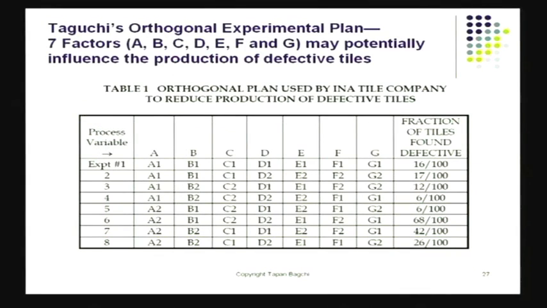I've got an example here. Let me show this example to you. There was a tile company, and the name of the tile company was the Ina Tile Company. They had a peculiar problem. They had a kiln. They had, like in Hindi we call bhatta, an oven, in which these tiles were baked.